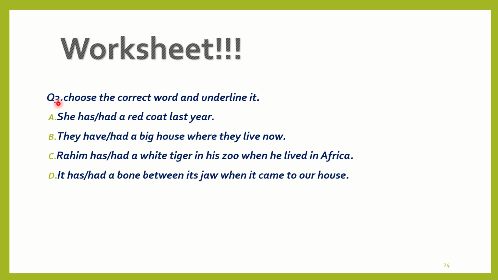Question 3. Choose the correct word and underline it. A. She had a red coat last year. B. They have a big house where they live now. C. Rahim had a white tiger in his zoo when he lived in Africa. D. It had a bone between its jawline when it came to our house.